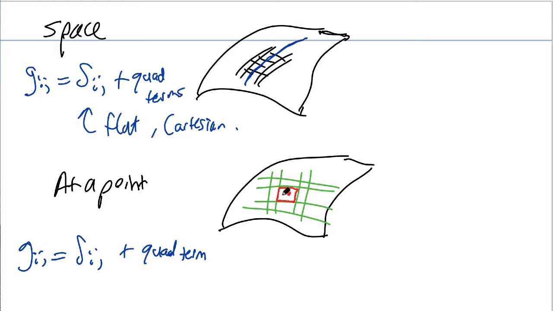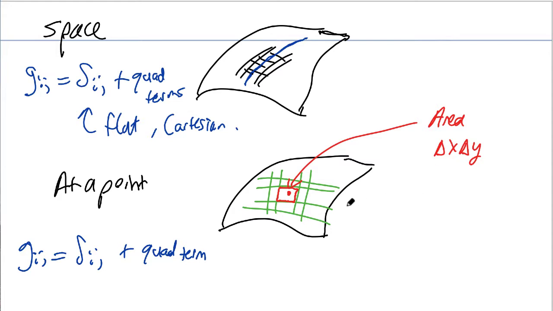Okay, in particular, the area is just delta x times delta y, right? Because the metric is just flat Cartesian coordinates, and as we shrink the size of the cell down, these quadratic terms go to 0. So the area of this cell is just delta x delta y.